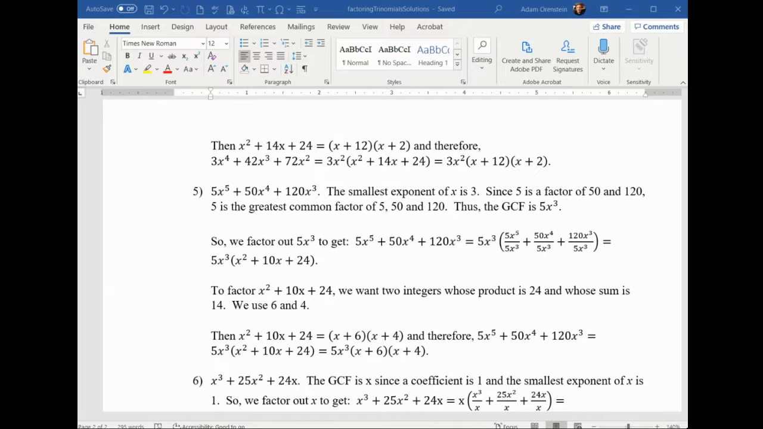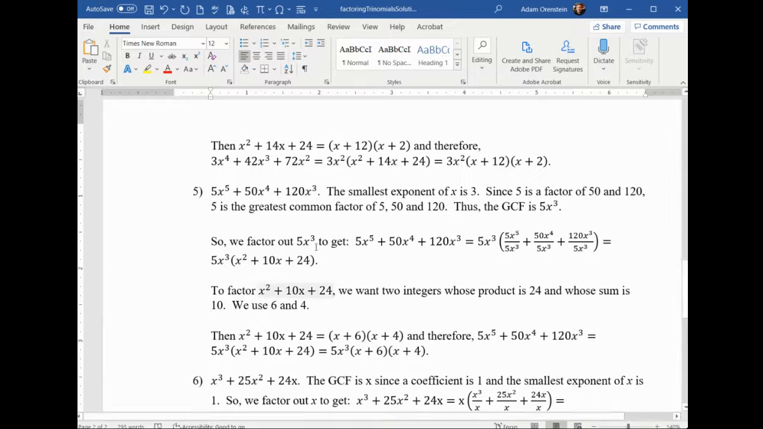If you tried other things like 8 and 3, that wouldn't work because 8 plus 3 is 11. Or 12 and 2 wouldn't work because the sum is 14. But 6 and 4 do work, right? The sum is 10. Not 14, it should be 10.